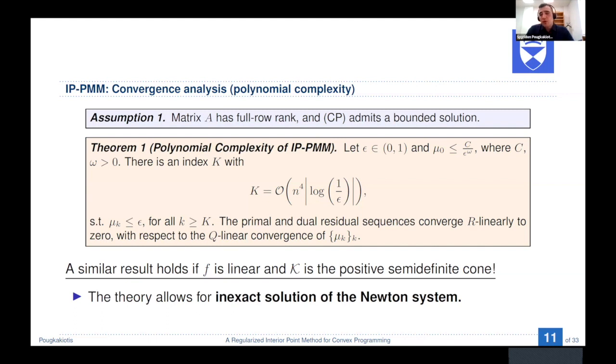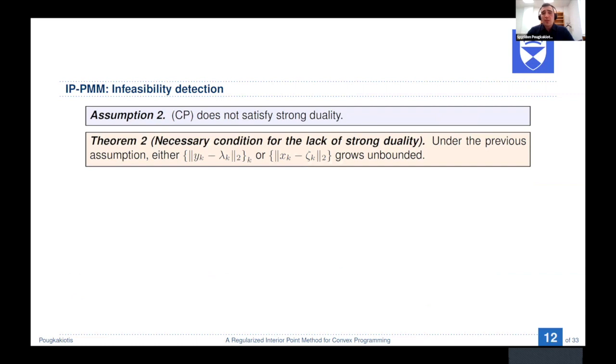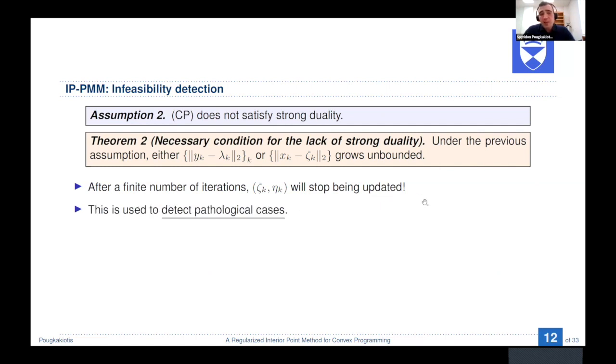Before I move on to iterative linear algebra, I should mention that as a byproduct of the theory, under the assumption that the problem we're trying to solve does not satisfy strong duality, you can actually show that a necessary condition for this is that either of these two sequences has to grow unbounded. And from our algorithmic design, we know that this means that our estimates will stop being updated after a finite number of steps, which can help us detect pathological cases.